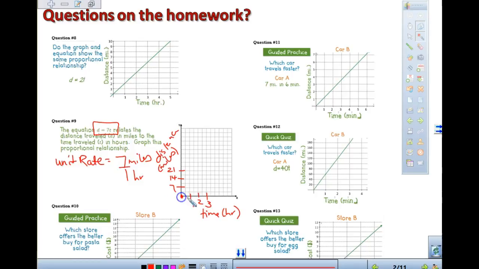But at 0, it's 0, at 1, it's 7, at 2, it's 14, at 3, it's 21, and I'm going to continue like that. That's how you are graphing those every time you're asked to do those graphs, okay? And then once you have your graph, you should extend that line, just like all of these have a line, okay? Number 10 says, which store offers a better buy?